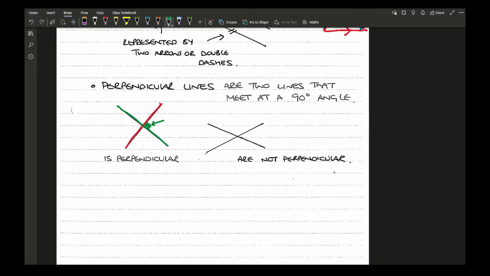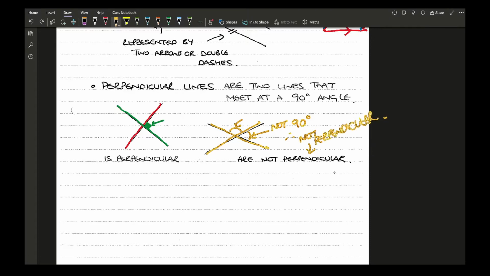So again, if lines are perpendicular, they're usually represented with a little box in between where those two lines meet. And again, another example here: you can see that these two lines are not going to be perpendicular because it's evident that these two lines do not meet at a 90-degree angle. So this angle here and this angle here are not 90 degrees. So therefore, not perpendicular.